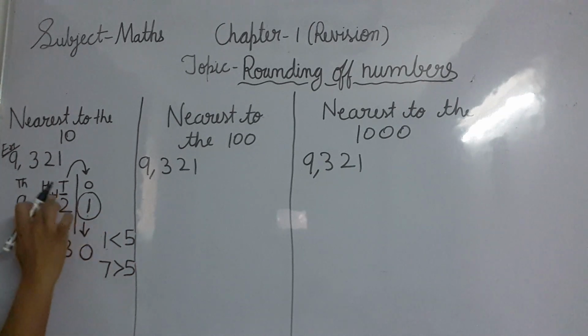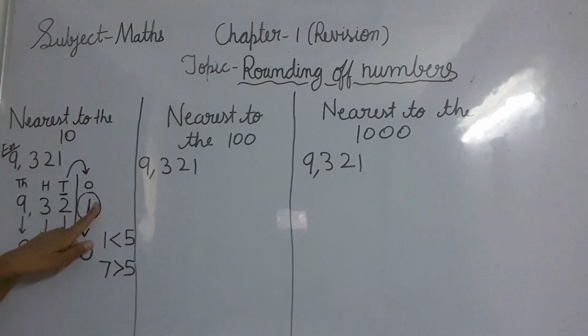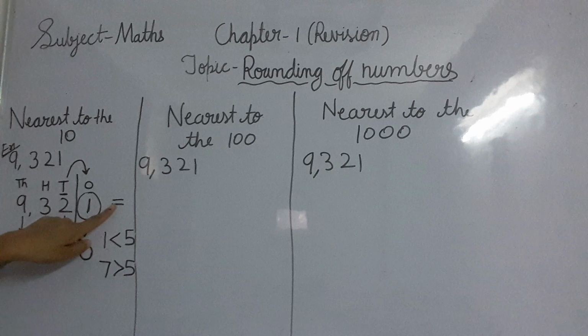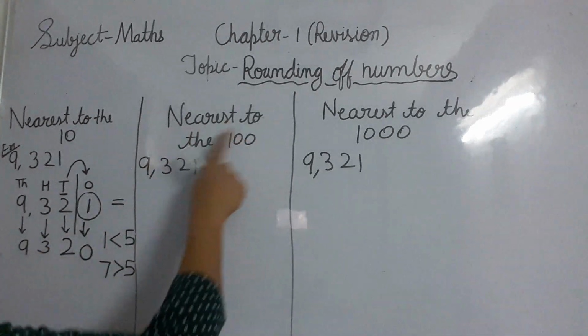Yes. So here we will not add any number. This will remain the same. If this number is less than 5, we will not change the other numbers. The rest of the numbers will be the same. If this number is equal to 5 or greater than 5, that time we'll add 1 to the tens place because we are doing nearest to the 10. Clear?